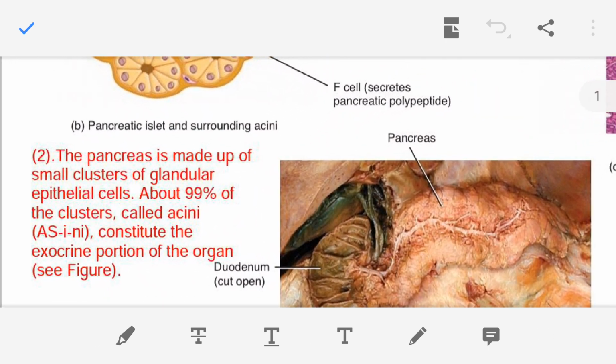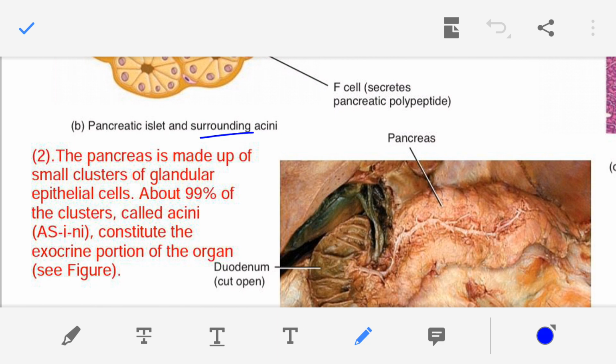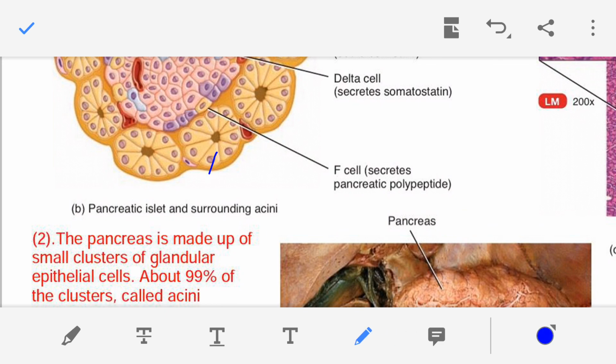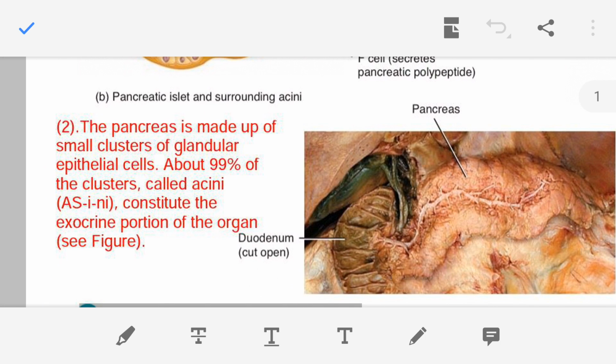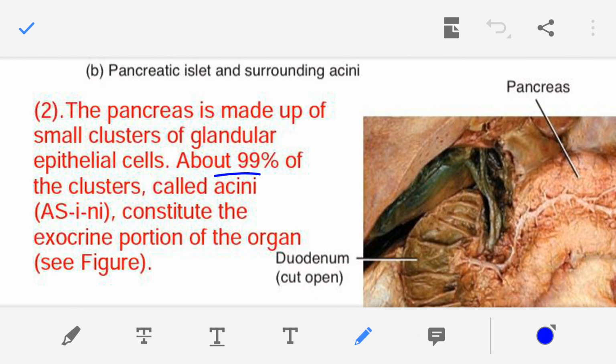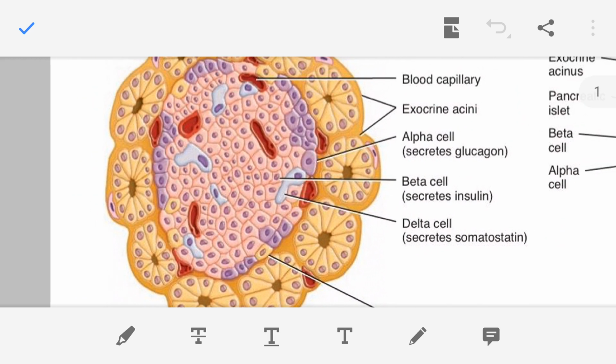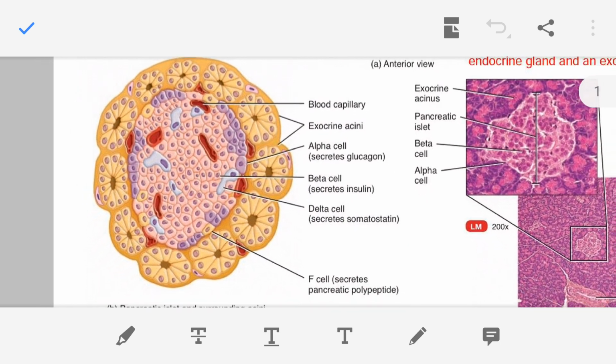The exocrine part is made up of small clusters of glandular epithelial cells. All these cells are the glandular epithelial cells, and together the cluster of these cells is known as the acini. And these acini constitute the exocrine portion of the organ, that is the pancreas. So you go through this figure, all the names, okay.